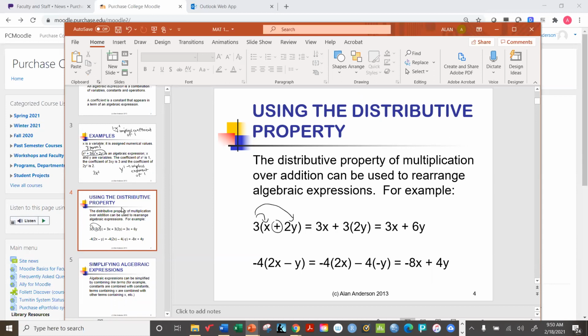The same thing holds here, except you've got that negative to deal with. So here we're going to have negative 4 times 2x minus 4 times negative y. And so you've got to be careful with those negatives. So the first term will become negative 8x, but the second term becomes positive 4y, because when you multiply negative by negative, of course, you wind up with a positive.